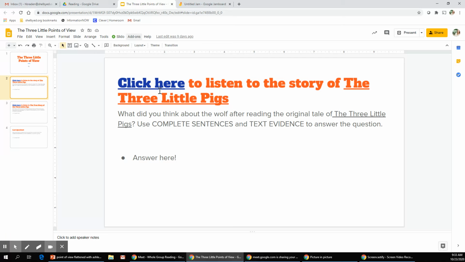Some people just said, he's bad. That is not a complete sentence. The way I see the wolf after reading the original tale of the Three Little Pigs is he is bad. That's a complete sentence. Text evidence would be proving your answer. So you have to prove it. I think he was bad because in the story, he wanted to eat the pigs. You see what I'm saying? Complete sentences and text evidence.